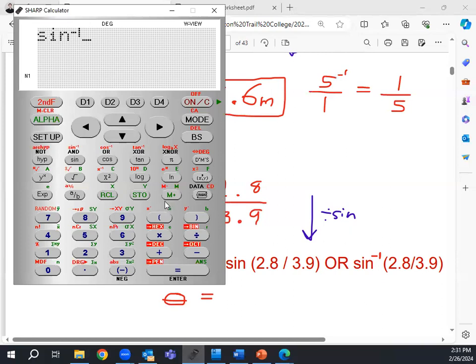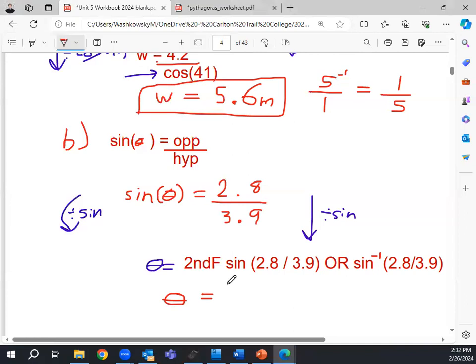So I take sine to the -1 of the fraction, 2.8 over 3.9. And it's going to give me a value now. So I've tricked my calculator into dividing by sine. That's really what's happened here. So 45.9. Actually, we'll just go straight. It's an angle, so we'll just say it's 46 degrees. So the angle is 46 degrees.